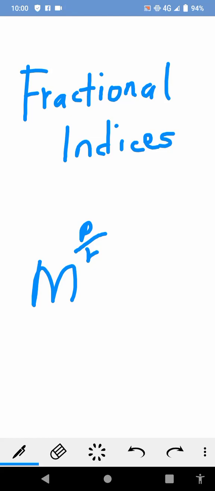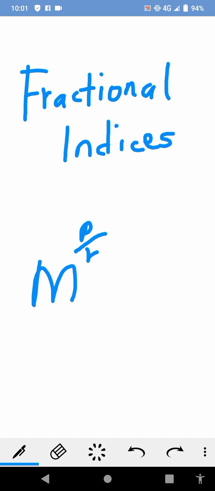Welcome to today's class. We shall be learning how to really play with fractional indices. Fractional indices has to do with a power being expressed in fractional form, having a numerator and a denominator. Like you can see, m raised to power p over 3. This is what I mean by fractional indices. Now, how do we understand that?